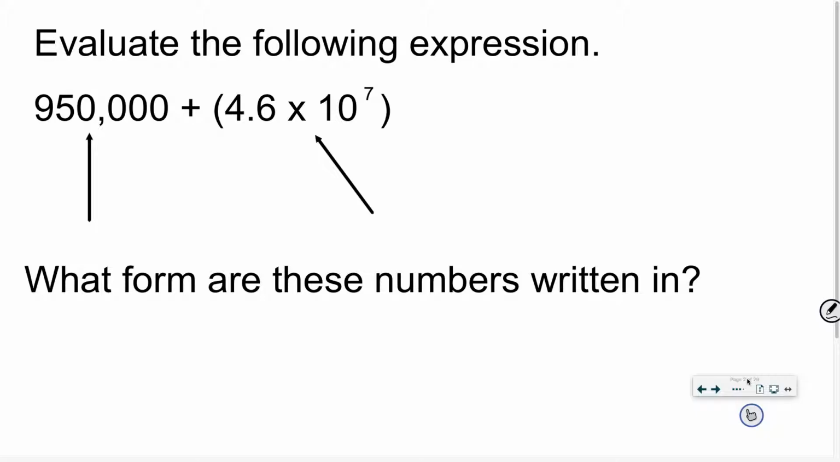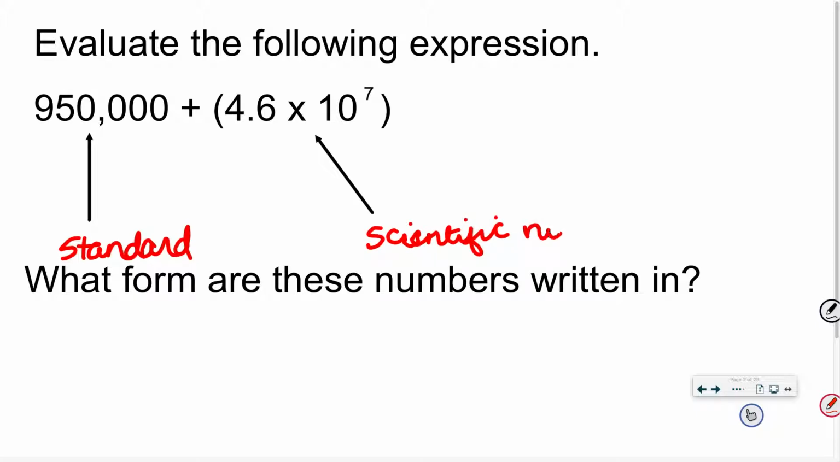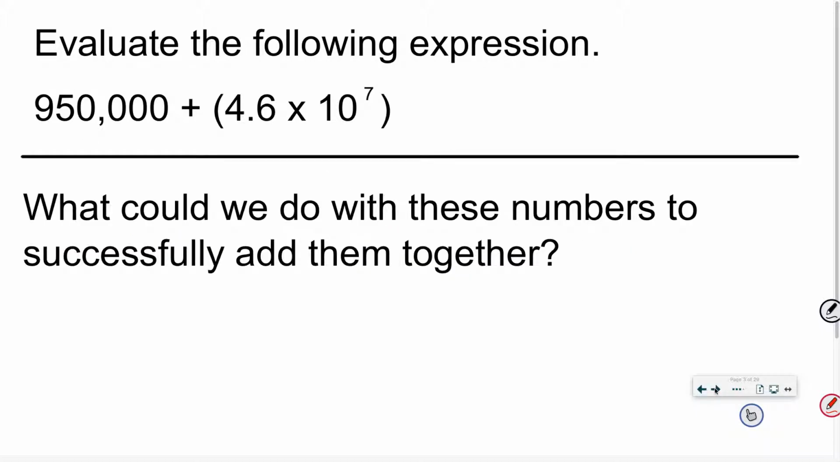If I wanted to add these two numbers together, first identify what form are they in? The 950,000, what form is that? What format? Yeah, this is standard form. The number is broken out, and we see that we're dealing with 950,000. How about this number? Yeah, this number is in scientific notation. So if I want to add them, what's the issue with them right now? Yeah, they're not in the same format.